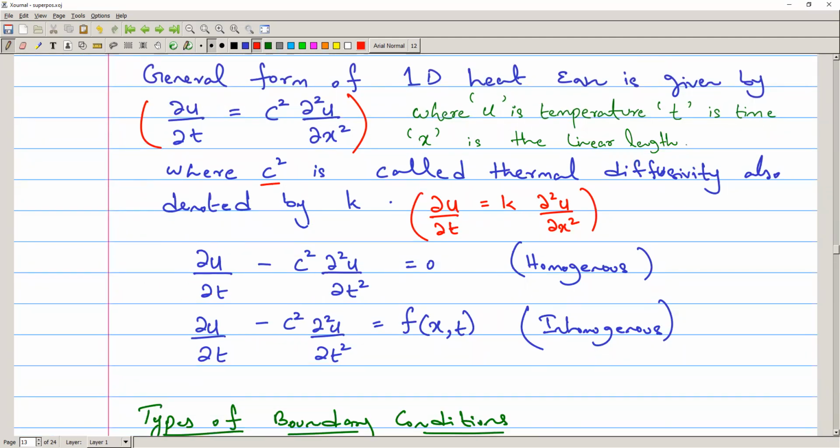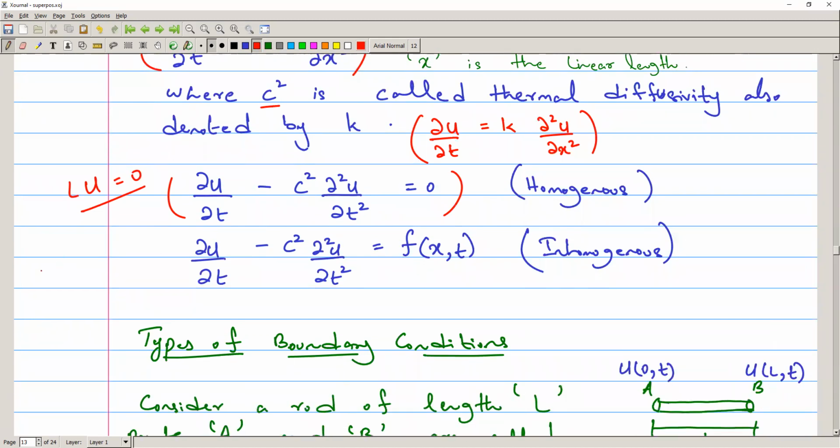Now, we already talked about the homogeneity and inhomogeneity of partial differential equations. So here we can see that the linear operator, that is Lu, equals 0. Therefore, we call it a homogeneous differential equation, right? And here we can see that Lu equals some function of the independent variables. So this is an inhomogeneous equation.